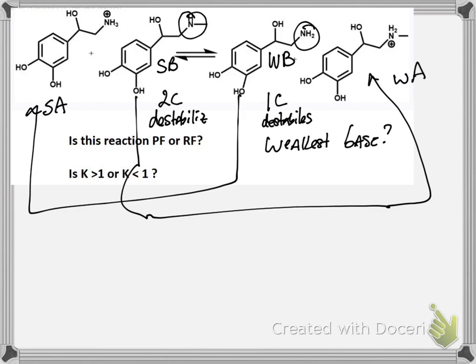So you see, every time we identify the weakest base, we already know the weakest acid will always be on the same side as it, and we will know the directionality. That means that K is greater than 1, product favored, because the weakest base is a product.